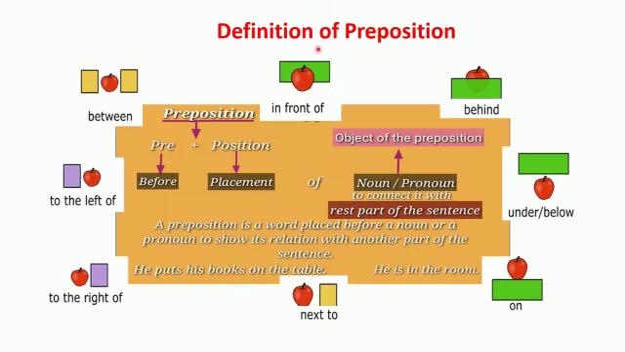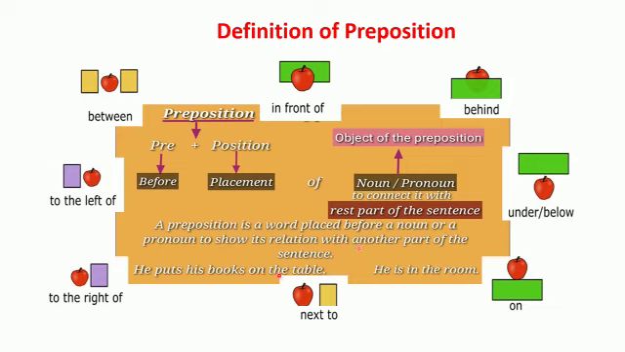Let us learn the definition of preposition. The word preposition itself has two parts, pre plus position. Pre means before and position means placement. Before placement of noun or pronoun to connect it with the rest of the sentence. A preposition is a word placed before a noun or a pronoun to show its relation with another part of the sentence.